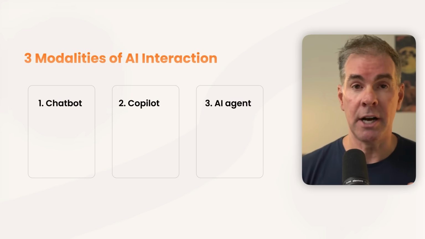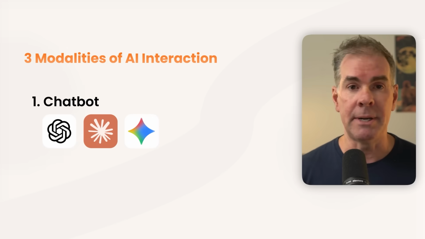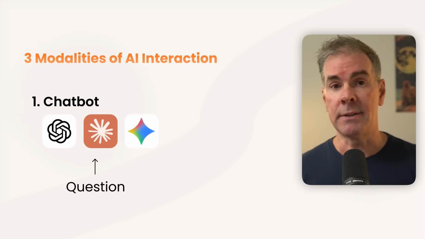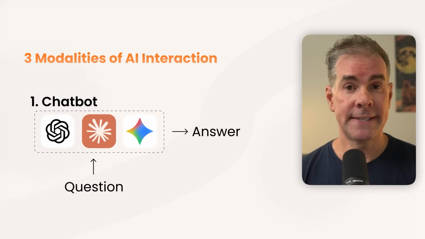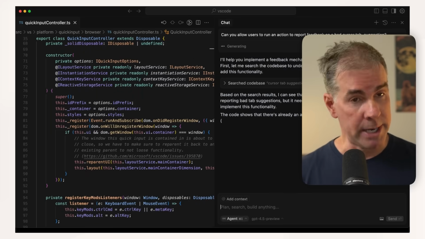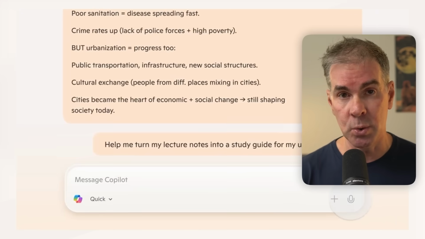So before we dive into anything, you need to understand that there are actually three different modalities, if you will, of AI. So first, you've got chatbots. Think ChatGPT, Claude, Gemini, etc. Those are reactive. So you ask a question, then they give you an answer, right? The second modality is copilot. So like Cursor for coding or Microsoft Copilot. These are assistants that live inside your existing tools, helping you work faster and more efficiently within that specific environment.